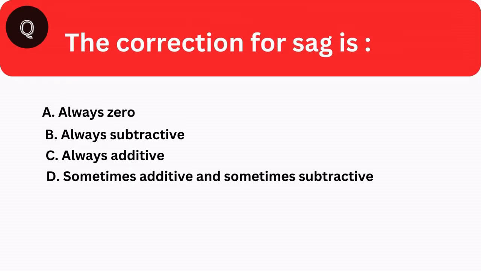The correction for sag is Option A, always 0. Option B, always subtractive. Option C, always additive. Option D, sometimes additive and sometimes subtractive. Answer B, always subtractive.